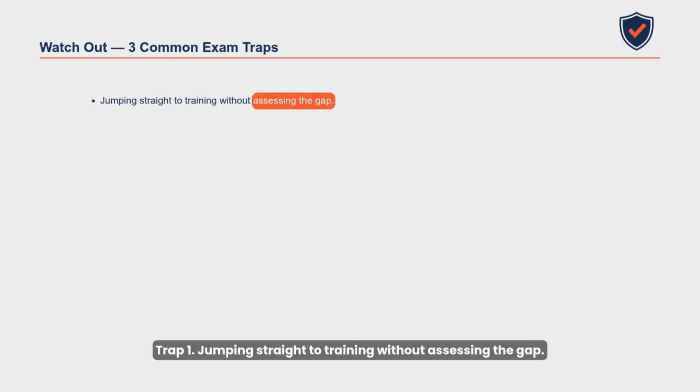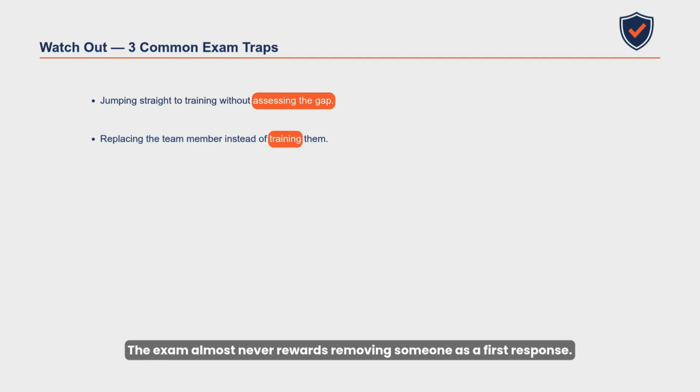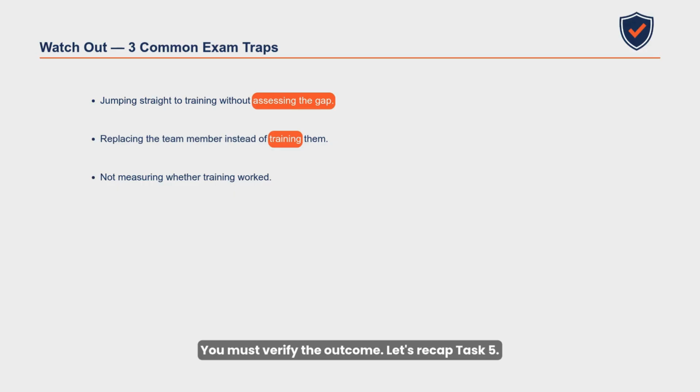Trap 1. Jumping straight to training without assessing the gap. The exam always expects you to determine the specific competency gap first. Training without diagnosis is a waste of resources. Trap 2. Replacing the team member instead of training them. The exam almost never rewards removing someone as a first response. Always investigate, assess, and provide support before considering replacement. Trap 3. Not measuring whether training worked. The loop must be closed. Sending someone to training and then moving on is not enough. You must verify the outcome.